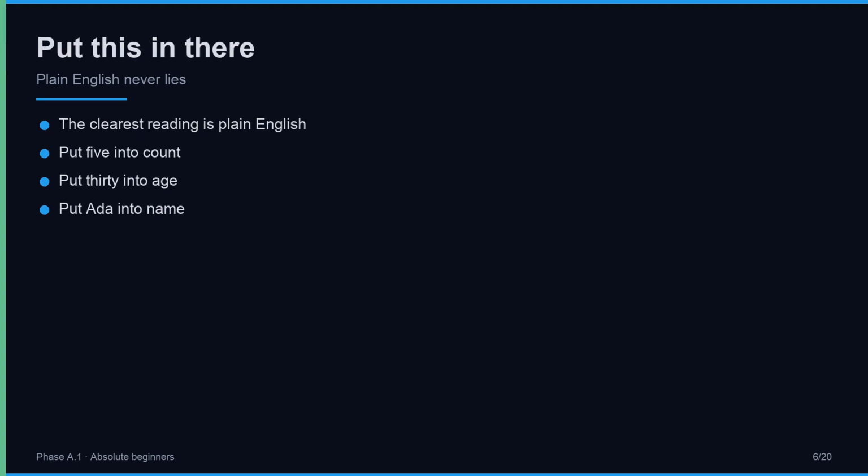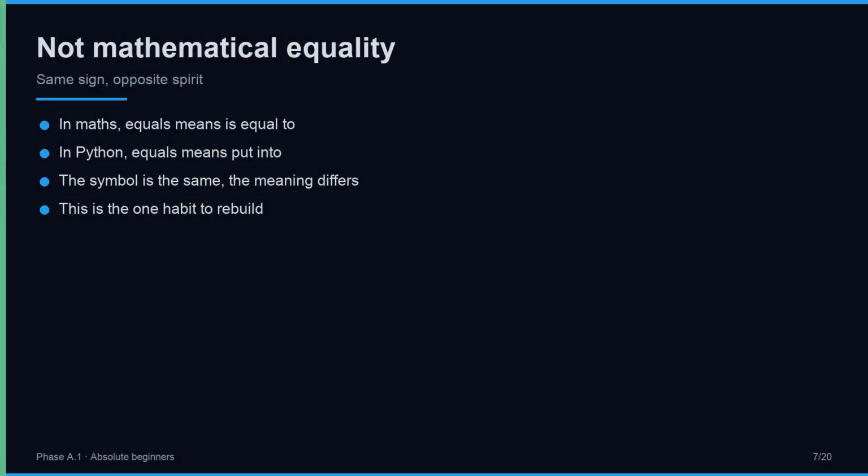If you ever doubt what a line does, translate it into the plainest English you can. Count equals 5 becomes put 5 into count. Age equals 30 becomes put 30 into age. Name equals Ada becomes put Ada into name. That plain translation never lies. Whenever a line of assignment confuses you, say it out loud as put this into that, and the meaning arrives on its own. This is a small trick that pays off forever. Plain English never lies.